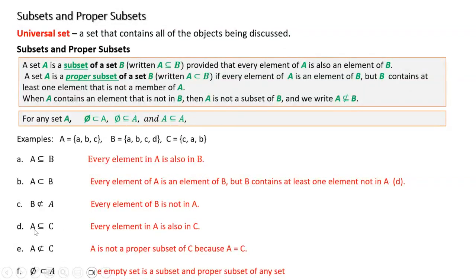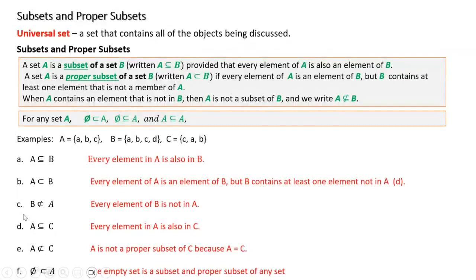Okay. Look at D. Remember the symbol? The symbol here means subset. A is a subset of C. Let's see. A has A, B, and C. And C has C, A, and B, which is the same thing, right? So it is true because every element in A is also in C.